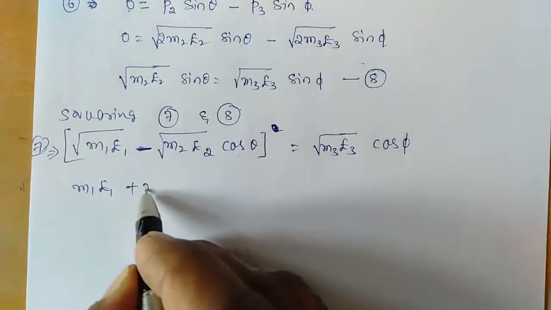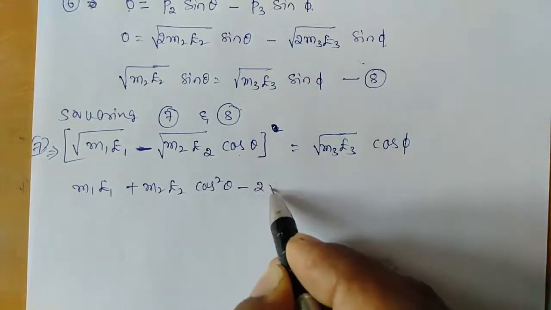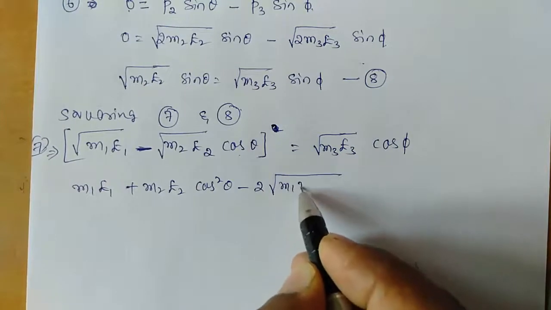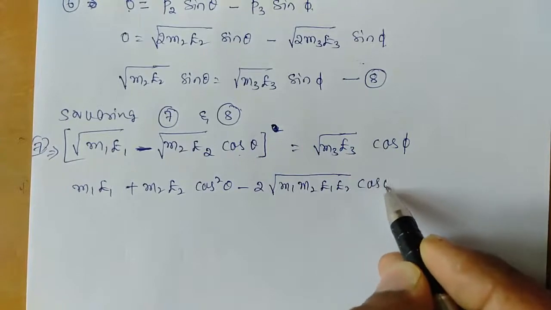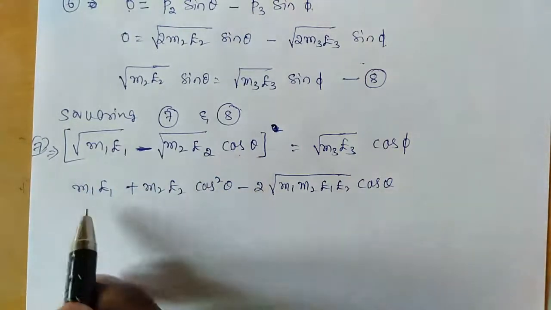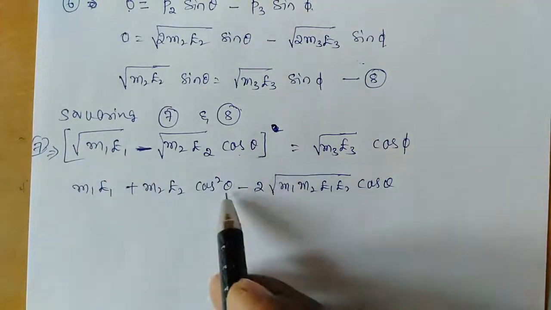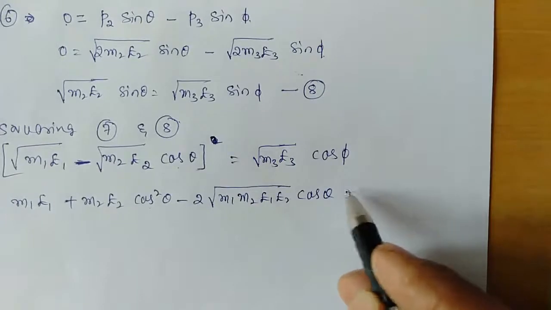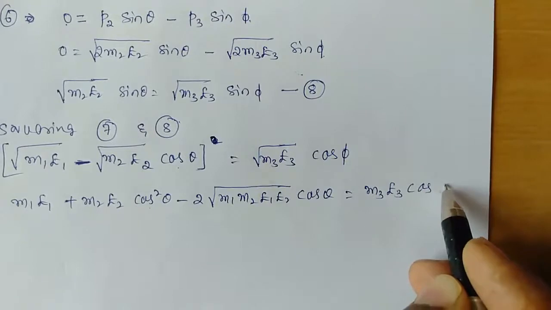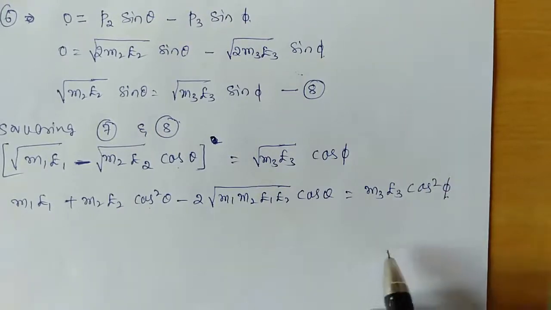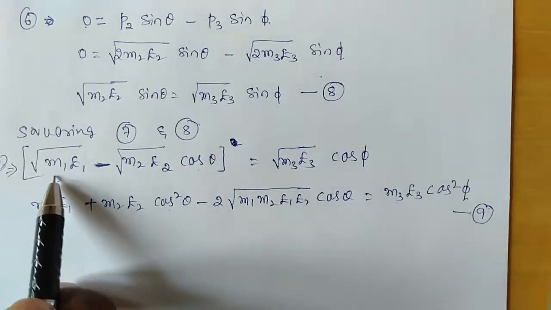plus b square, so it is m2 E2 cos square theta minus 2 times the square root of m1 m2 E1 E2 times cos theta. This is in the form of a minus b the whole square. The square root and square get cancelled, and on the left hand side we have cos square theta. It is m3 E3 cos square phi. So let us take this equation as equation number 9. Don't get confused, I have rewritten equation 7 in this form.